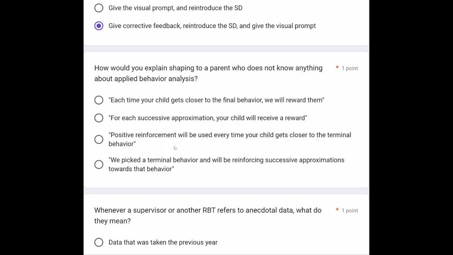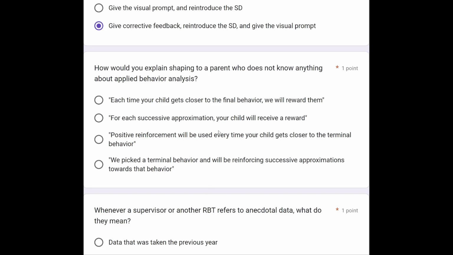C, positive reinforcement will be used every time your child gets closer to the terminal behavior. Still, we have positive reinforcement and terminal behavior. You're now just introducing more things you need to explain. The question is, what is shaping? You need to be able to explain shaping without following up with 20 more explanations, right? If you just say each time your child gets closer to the final behavior, we're going to reward them, everybody knows what you're talking about.